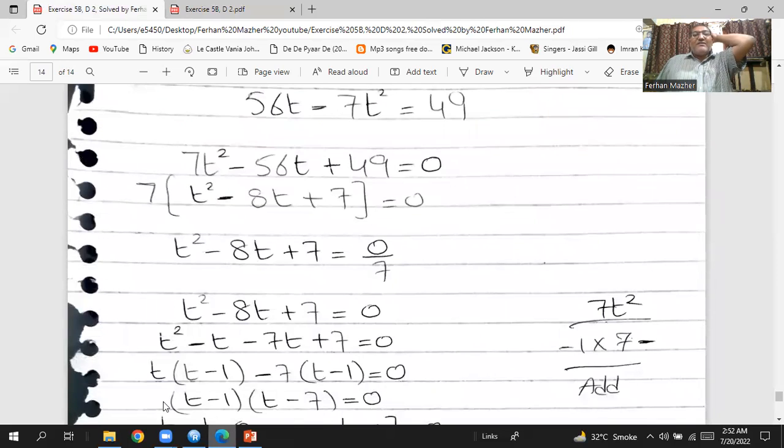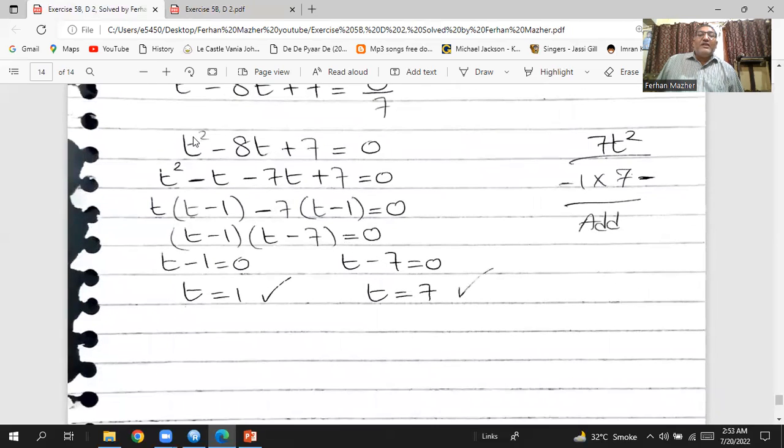So we can take 7 common. So we will take 7 common from here. So in the bracket, you will have t square minus 8t plus 7, bracket close, equals 0. So this 7 will go to the other side. It will divide with the 0. So you will have t square minus 8t plus 7 equals 0.